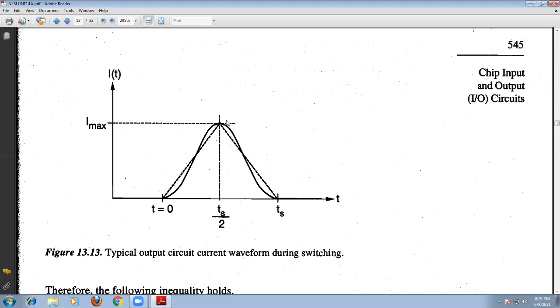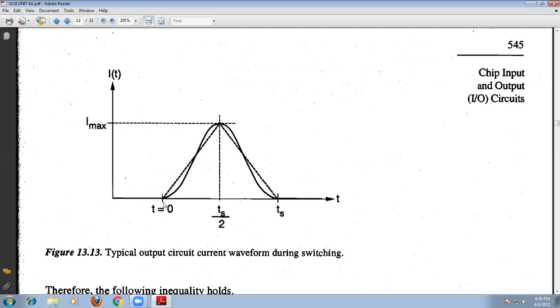This one is the waveform which represents the approximated current waveform, and this is the realistic current waveform. We are going to draw the current graph, current versus time. The current will be maximum when t is equal to Ts by 2.